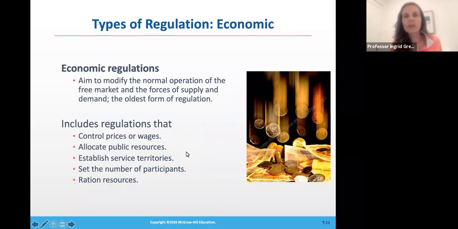Here we're talking about types of regulation. Just like in public policy, we have two different types, and the types are the same: economic and social. So let's first talk about economic regulation. As the first bullet point says, this aims to modify the normal operation of the free market and the forces of supply and demand. This is the oldest form of regulation. This includes controlling prices or wages, allocating public resources, establishing service territories, setting the number of participants, and rationing resources.